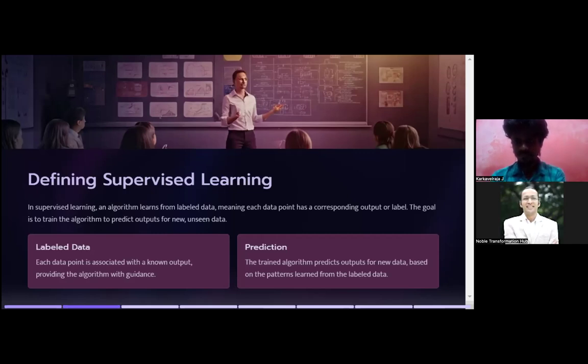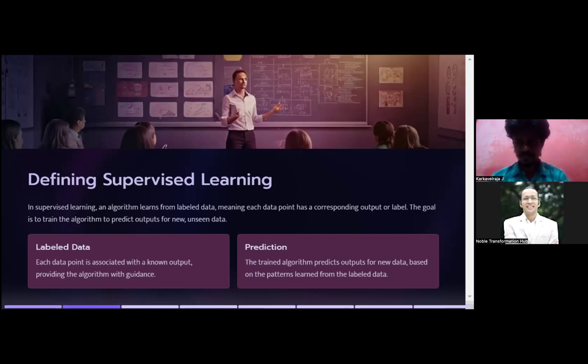Otherwise, if we had that capability as human beings, then we wouldn't need these machine learning algorithms or computers. They have high compute power, so they can predict all these things. Labeled data means each data point is associated with a known output. The output is already defined, which provides the algorithm with guidance.